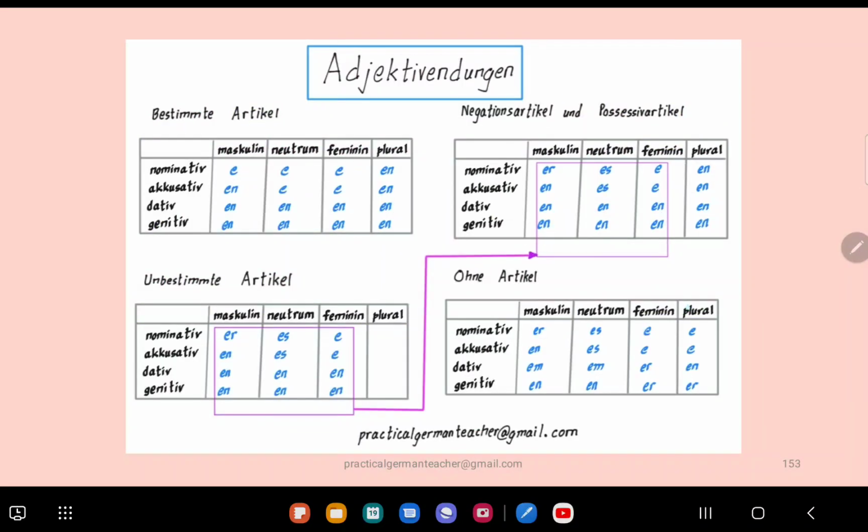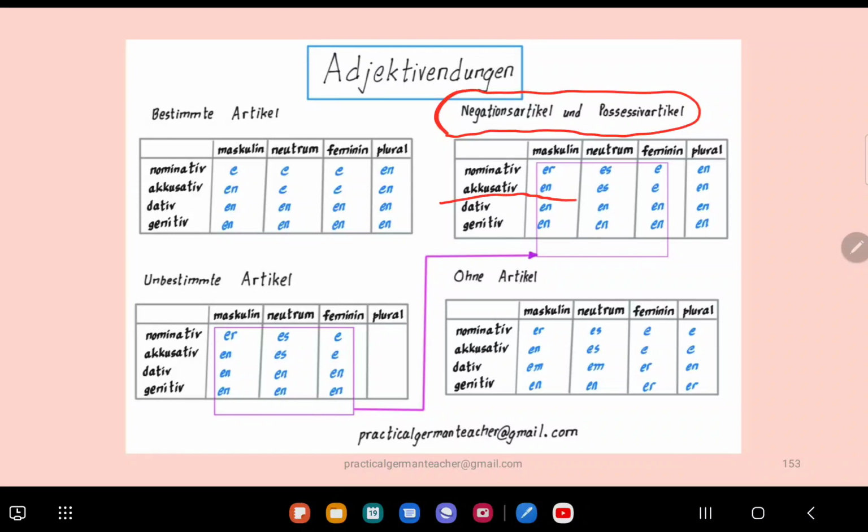Out of 5 tables, I created just 4 tables. Why? Because for Negationsartikel and possessive article, the table is the same. Let's see how you draw this table for negations and possessive article.